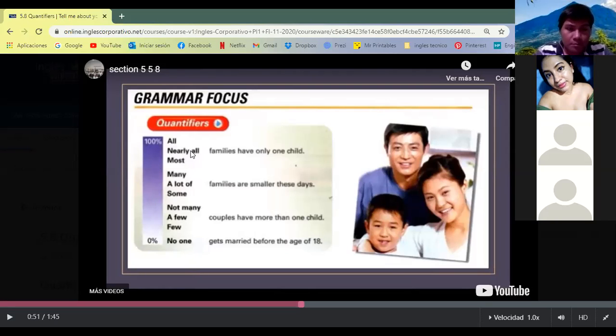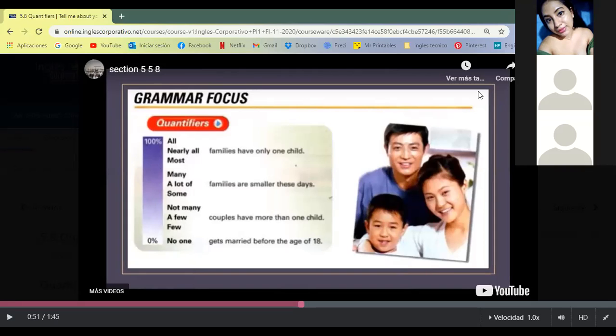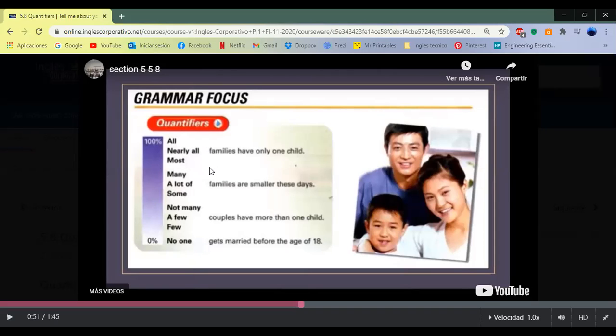So how about nearly all? Which percentage do you think it has? Or what do you think is the meaning of nearly all? Casi todos. Okay, thank you. And if we were going to give it a percentage, how much do you think it would be? Si le fuésemos a dar un porcentaje, ¿de cuánto le estaríamos dando acá? An 80% or a 90%? 90%. Okay, yeah, we can say that it would be a 90%.